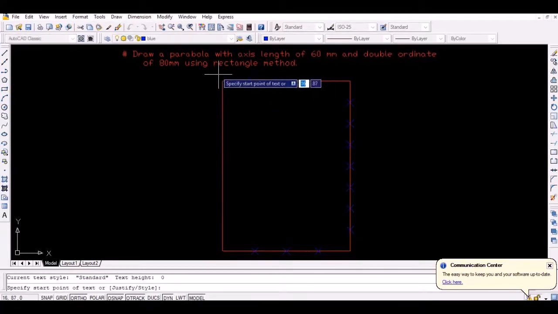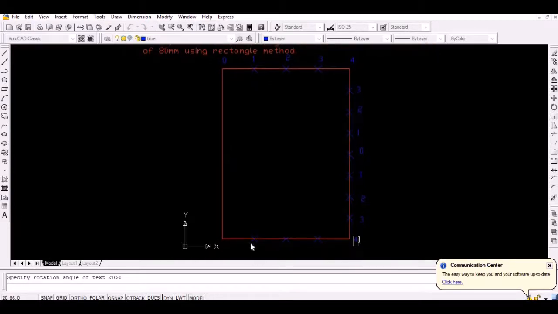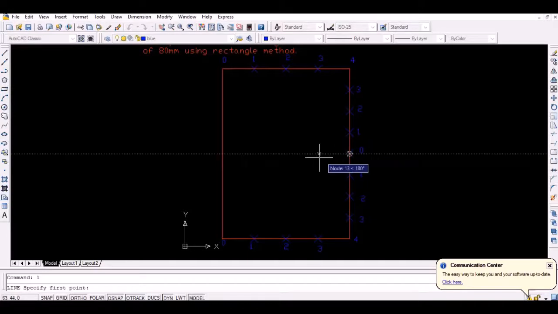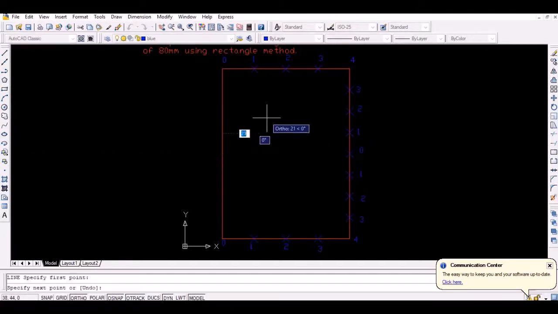Now name the points along the breadth from 0 to 4 as shown. And also name the points along the length from 0 to 4 on both sides of the midpoint as shown. Then, join the midpoint of the other length of the rectangle with the points 0 to 4 along the breadth as shown below.